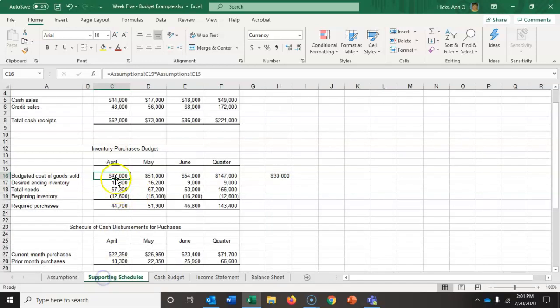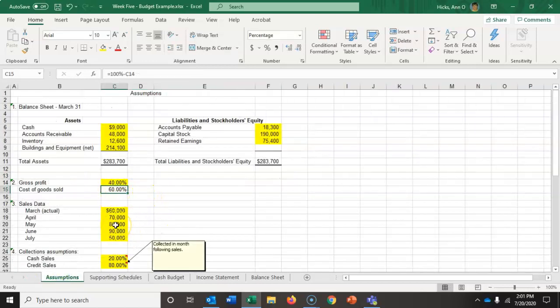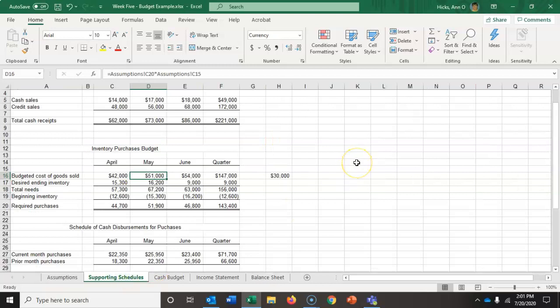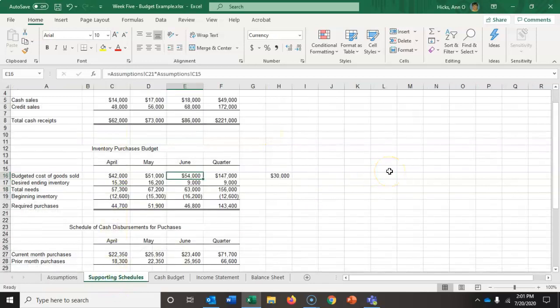So the assumption here is we know we need $42,000 worth of inventory just to make April sales. We'll do the same thing for May and take 60% times 85,000 to come up with 51,000. We know we have to have at least that much in acquisitions to cover the current month's sales. And then we'll do the same thing for June, 60% of 90,000 budgeted sales, or 54,000.